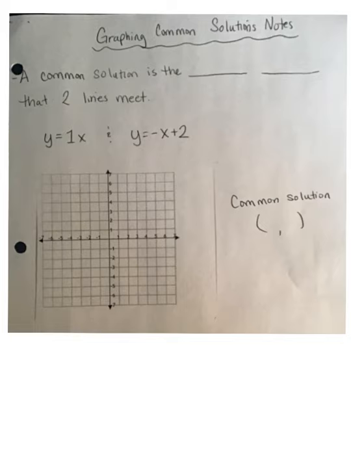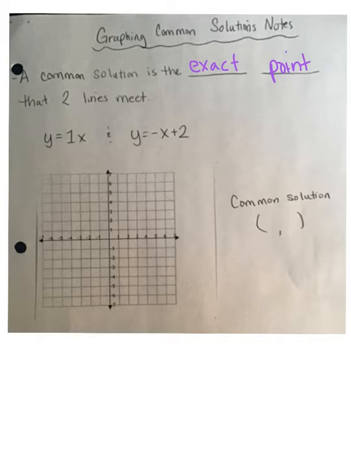Okay guys, this is the last lesson for this chapter. So we've talked about common solutions a little bit. A common solution is where the two lines intersect, so it's their meeting point. So the common solution is the exact point that two lines meet. So you're going to be graphing lines again. I know, you're excited. But don't worry, school's almost over.